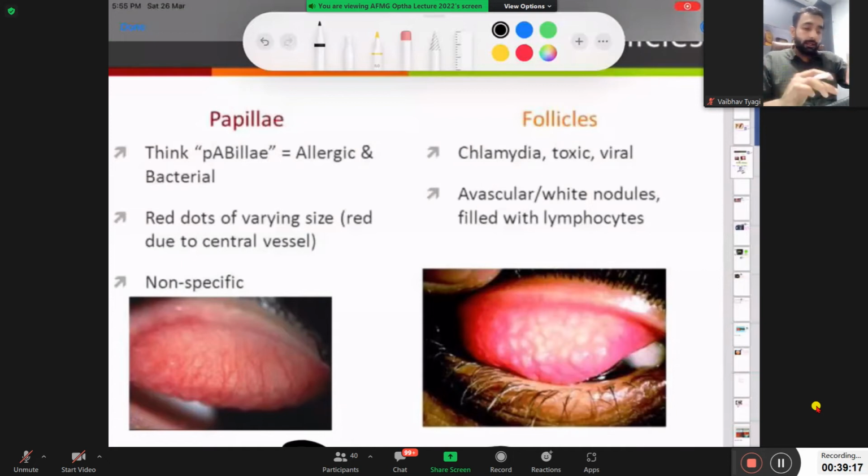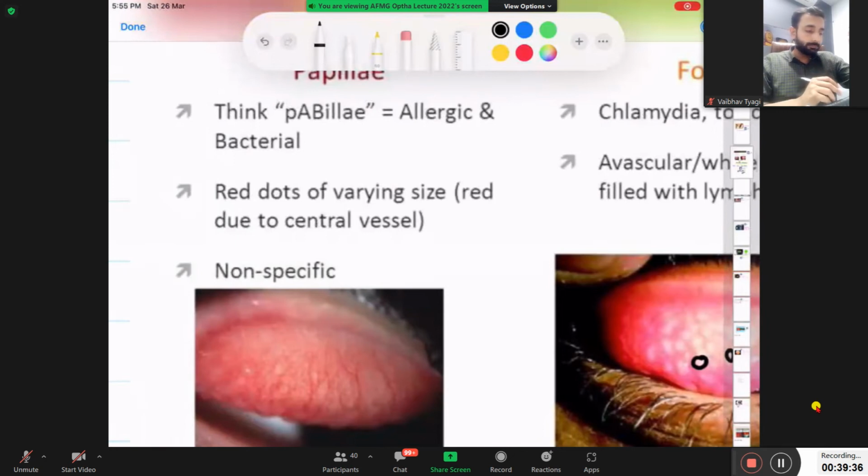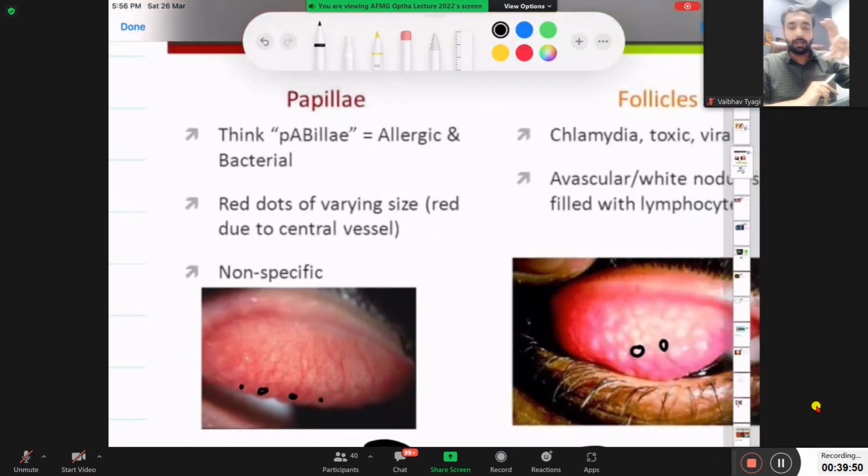Can you see these follicles? These raised white dots are called follicles. They are more elevated, whitish nodules filled with lymphocytes, and they are avascular. They are most commonly seen in viral conjunctivitis. And these are papillae. These are less elevated, but they are vascular. This is the basic difference between papillae and follicles.